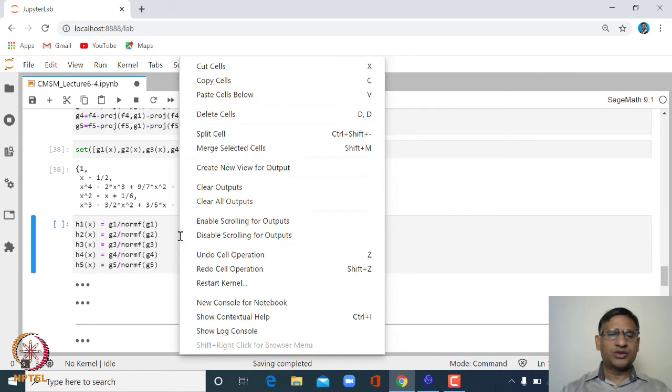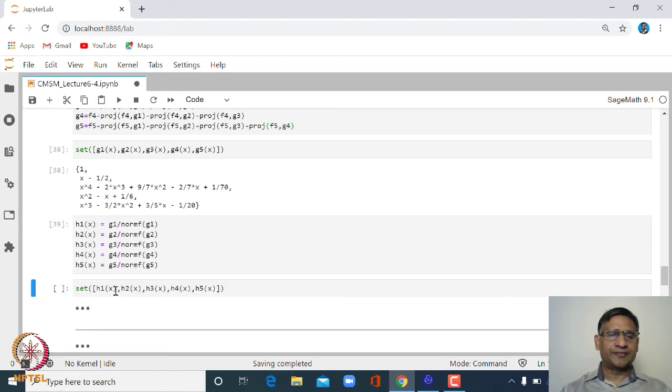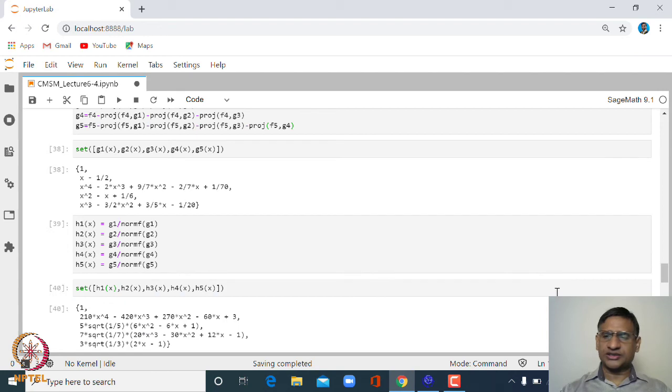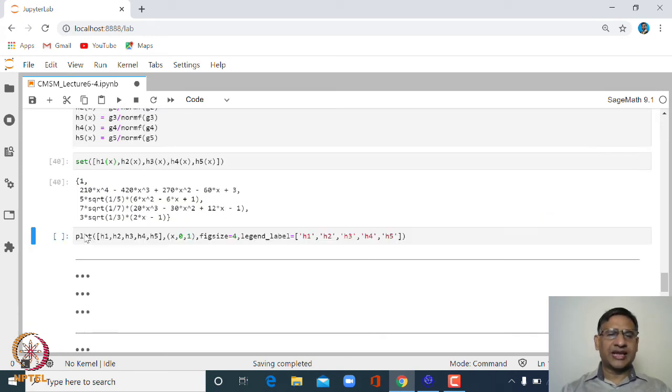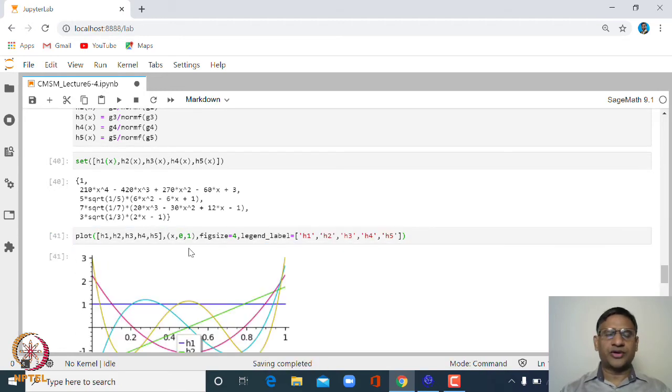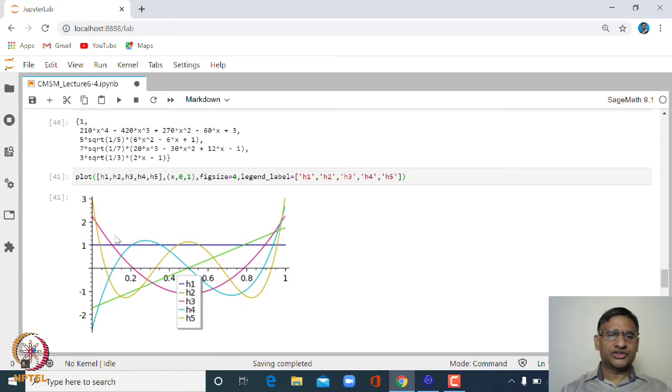Let us define now unit vectors. So divide each of these G1, G2, up to G5 by its norm, and these are the vectors we have got. So this is an orthonormal set of vectors, and then let us also plot the graph of all these functions. So this is a straight line h1, which is a constant function 1, h2 will be some kind of a straight line, and h3, h4, h5. This is how these orthonormal set of vectors look like.